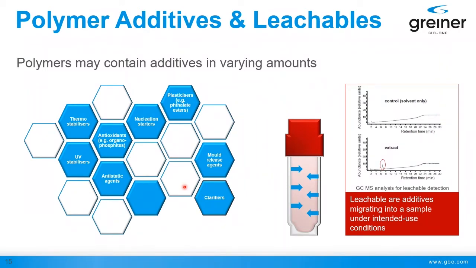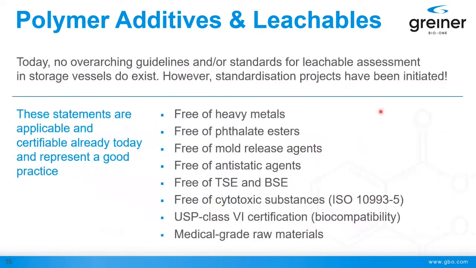And the idea is that extraction is performed under regular use conditions with solvents, and then GCMS or HPLC is used to check if there are certain peaks in the extract containing a leachable versus the control. And if this is the case, then you can of course start to check what it is and whether it can harm my process. I provide this insight, but on the other hand I have to say at the same time that today we have no overarching guidelines or standards for leachable assessment, in particular not for biobanking.